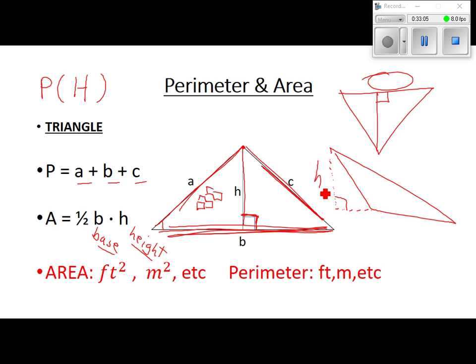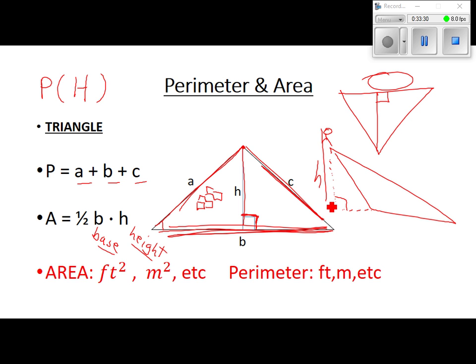So when they extend one of the sides out and put the height on the outside, it's because they couldn't draw the height inside. It's like you're standing up here at the top of the triangle, and you have a piece of string, and you drop it straight down. What kind of angle is that string going to form with the ground when you drop it straight down? 90 degrees, right angle. That's the height of the triangle.